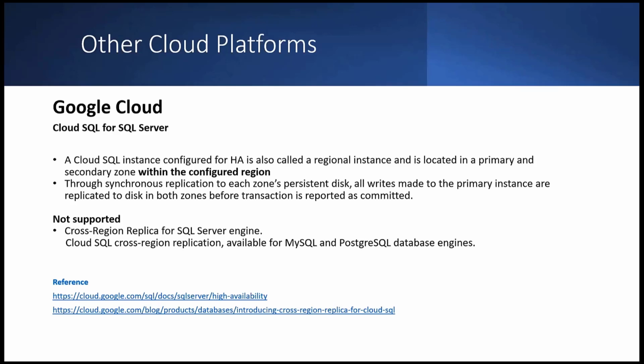So Google Cloud also, of course, provides the ability to configure high availability. You can make the primary instance and have a standby secondary instance. And they do synchronous replication. That means that all writes made to the primary instance are also made to the standby instance.